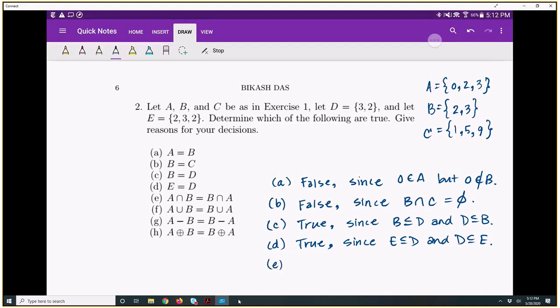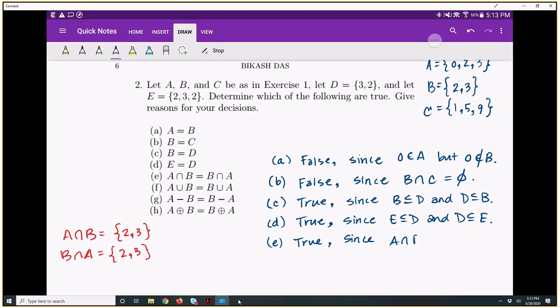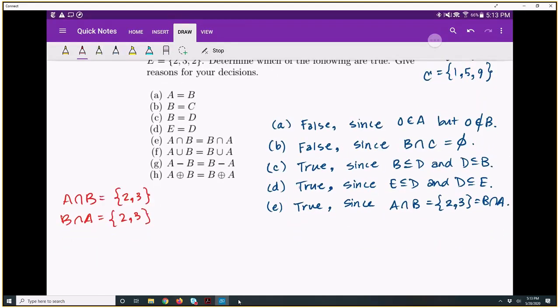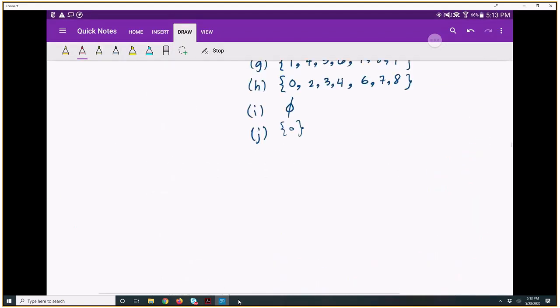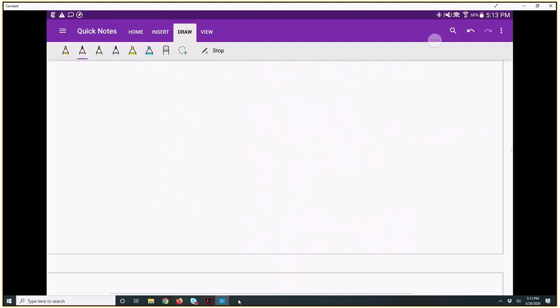Next question, is A intersection B equal to B intersection A? So let's see. A intersection B, we found it above, that was 2, 3. B intersection A, still 2, 3. They are equal. And that's also not a coincidence. It's always going to be true that A intersection B is equal to B intersection A. What about A union B? This one, I think we already found that A union B and B union A were the same. So we get to say that's true.